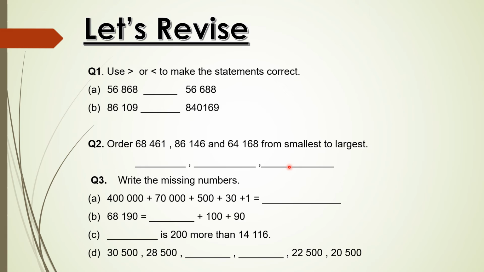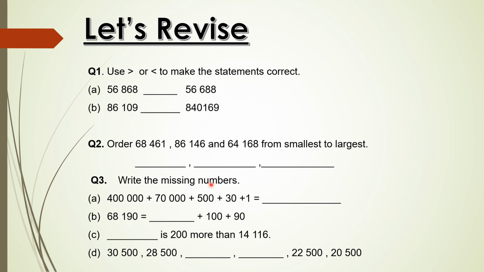So okay, you need to actually order it from the smallest to largest, no? So I actually told you from largest to smallest. So if the condition is from smallest to largest, which one is the smallest one? 64,168 would come here. 68,461 would come here. And 86,146 would come here. Okay, make sure you look at the condition. It's from smallest to largest. Initially I was telling you from largest to smallest, but make sure you write it from smallest to largest.